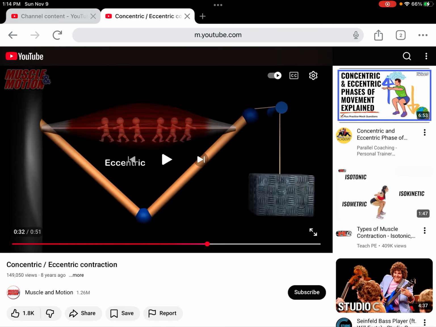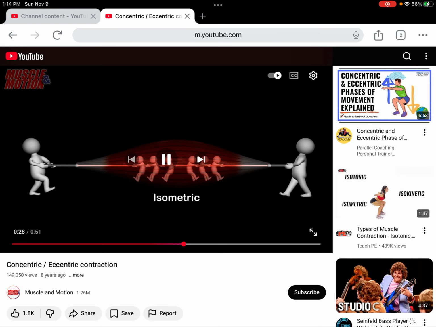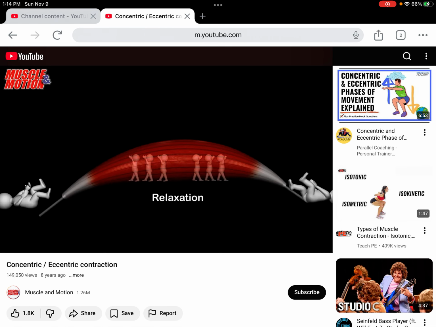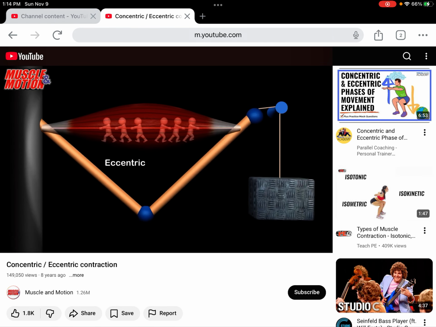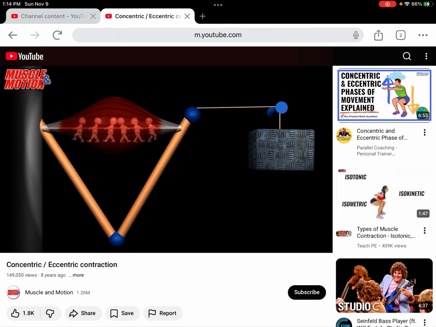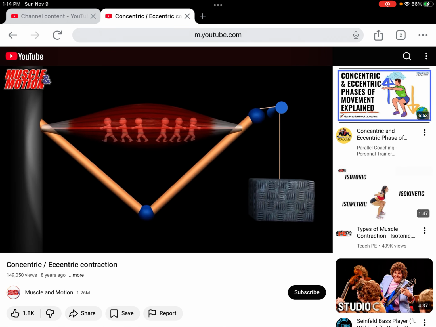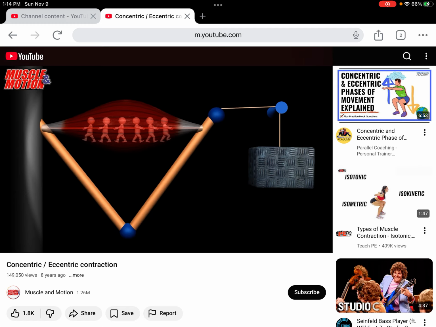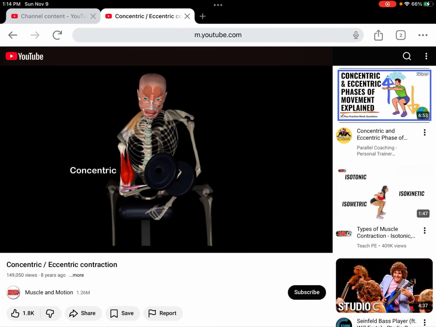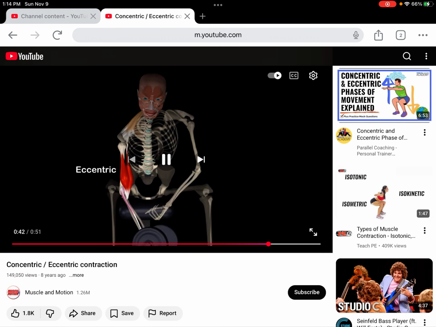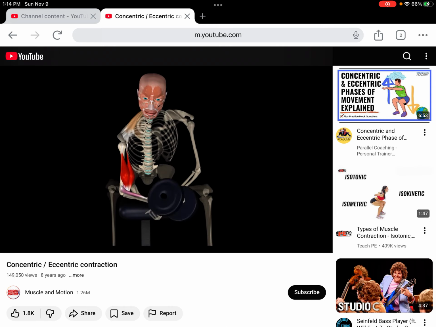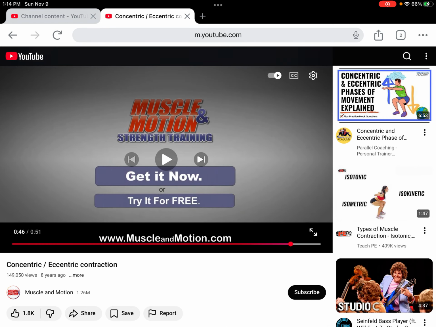Well, yeah, relaxation. And I really like how they're showing this whole thing, right? We're going to talk about isometric in the middle. When you lower a weight, you have to lower it slowly, eccentric. When I pull it back up, concentric. When I pull up the weight, bicep curl, concentric. When I lower it back down, eccentric. When I pull it up, concentric.